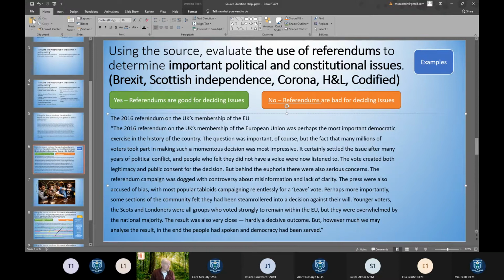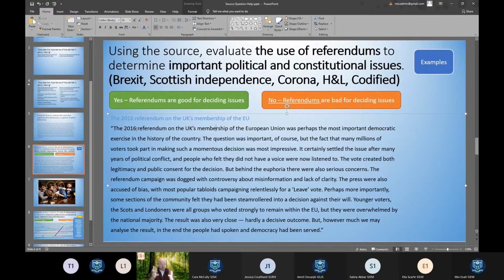The 2016 referendum on the UK's membership of the EU. Okay, so far that's not giving me an argument, it's just giving me an example. So I'll colour that in blue because I probably will talk about it. The 2016 referendum on the UK's membership of the European Union was perhaps the most important democratic exercise in the history of the country.